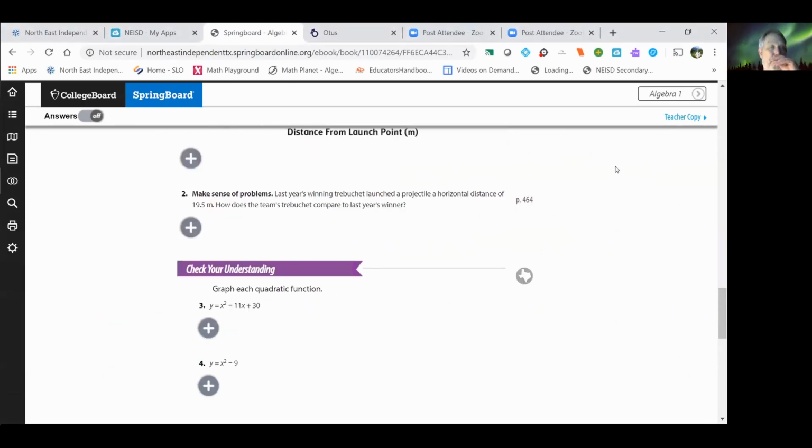Item 2, make sense of the problems. Last year's winning trebuchet launched a projectile at a horizontal distance of 19.5 meters. How does the team's trebuchet compare to last year's winner? Looks like it comes just a little bit short. This trebuchet traveled 19 meters, so it just came short of the 19.5.